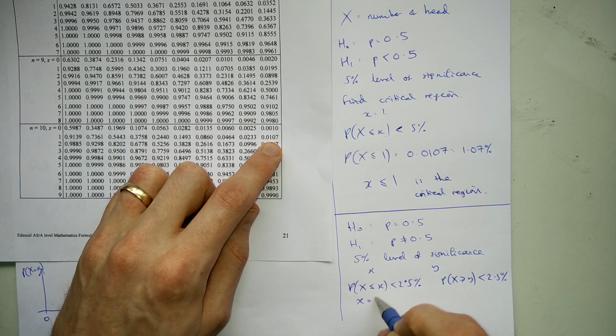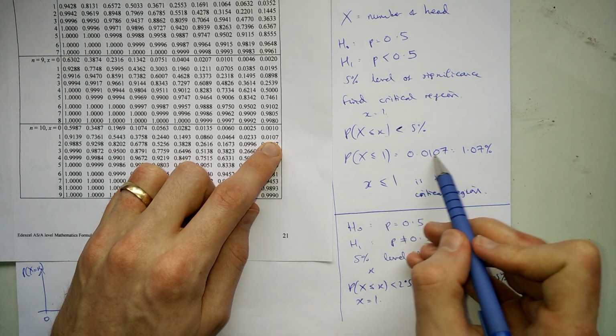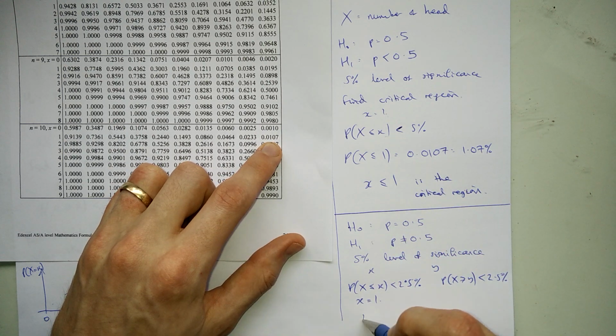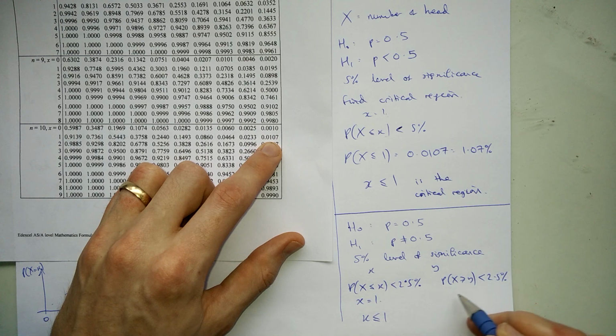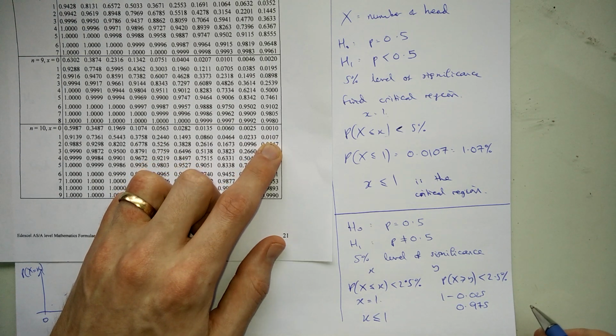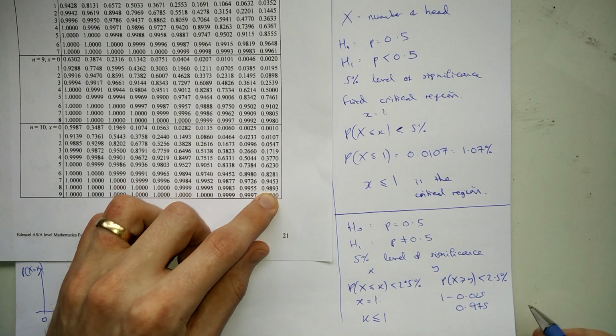So x equals 1 will work here, because the probability of being less than or equal to 1 is 1.7%. That's one side. And on the other side, we're looking for 1 take 2.5%, otherwise known as 0.975. So the first number that's bigger than 0.975. Now that is there, 0.983.